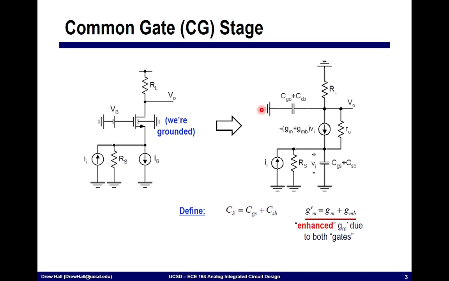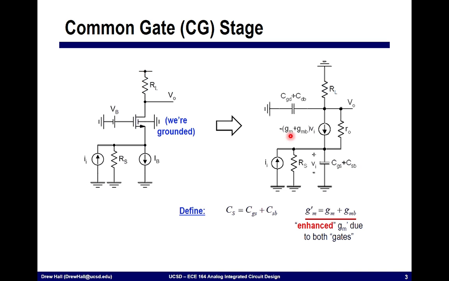Now note, unlike the common source stage, where the CGD was problematic in the sense that it coupled our input and our output terminals, it does not do that here. So the common gate stage does not suffer from Miller effect. It does not have this bootstrapping capability with the device intrinsically. At this input terminal, I've combined CGS and CSB.